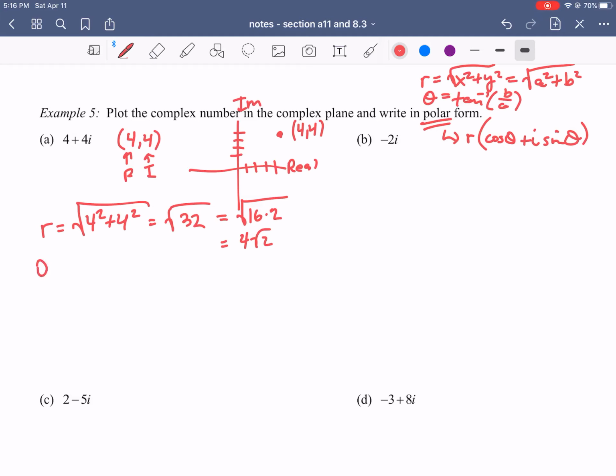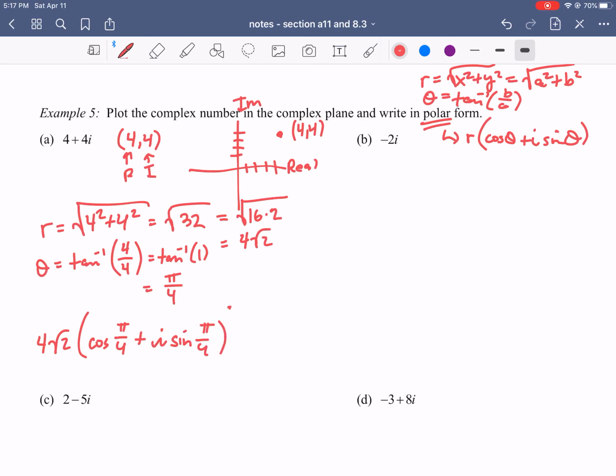Okay, the theta is going to equal the inverse tangent of the imaginary part, which is 4, divided by the real part, which is also 4. And so this is going to be tan inverse of 1, which equals pi over 4, since the tangent of pi over 4 is equal to 1. And so this number in polar form is going to be written as follows: 4 square roots of 2 multiplied by the cosine of that angle theta, pi over 4, plus i times the sine of pi over 4.